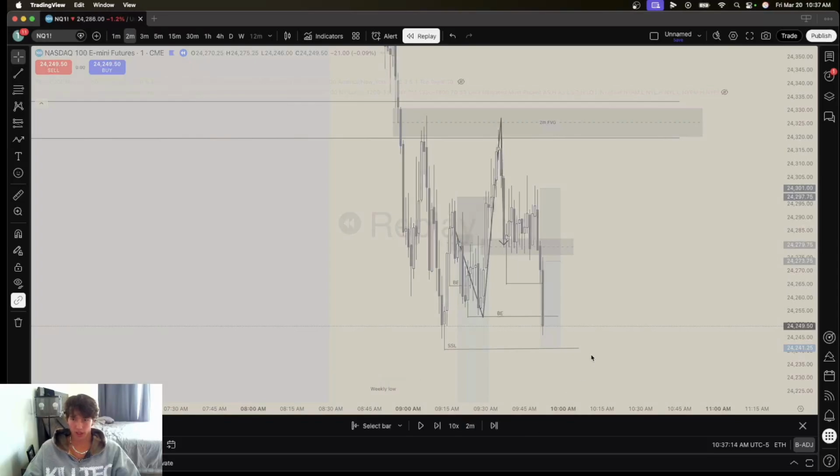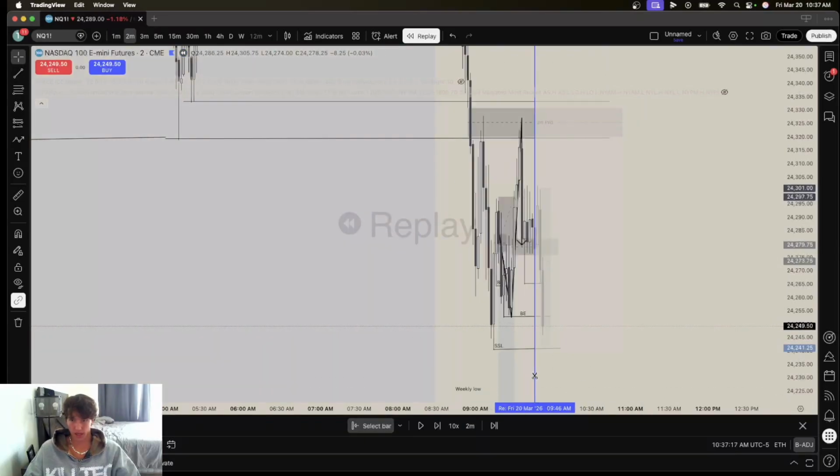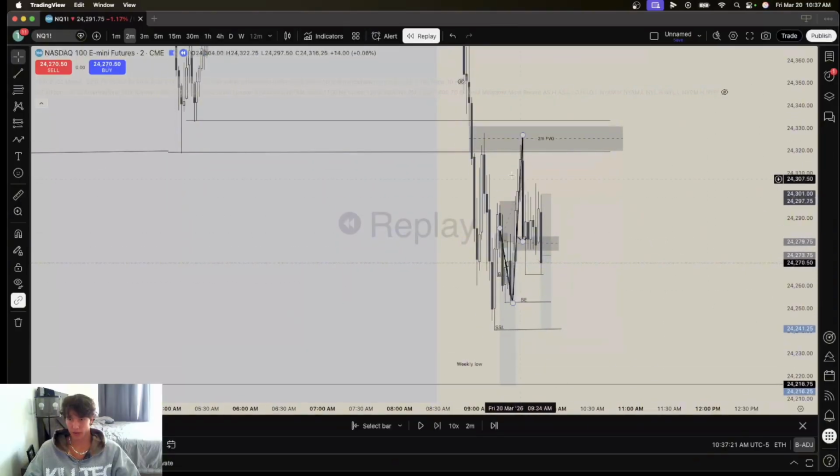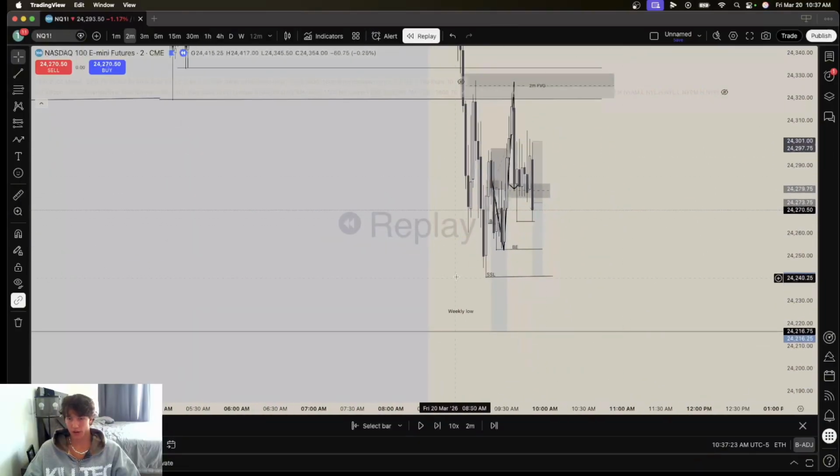So what did we do on the 2-minute? Let me go and play this out back. We close below this fair value gap. So we have an inverse fair value gap. I really like this trade. We're delivering from this 2-minute, and obviously we have our draws down below.